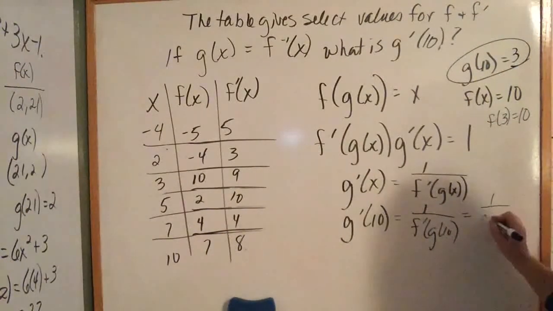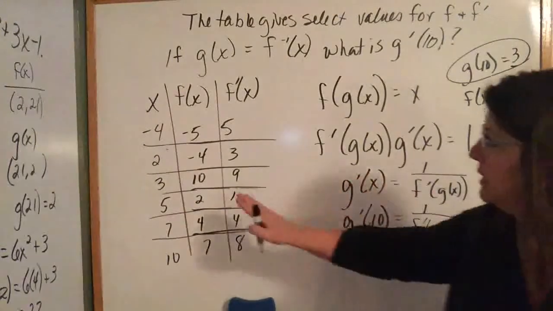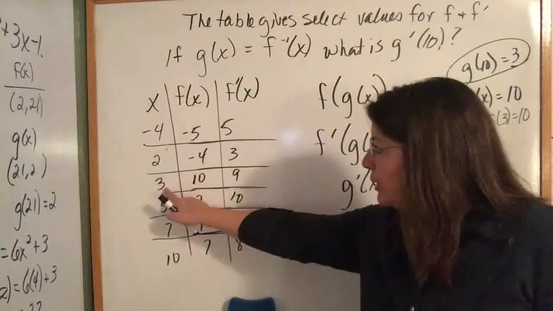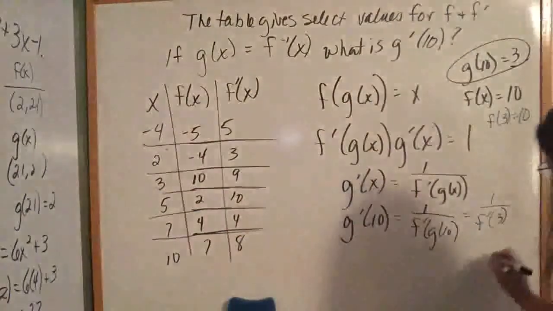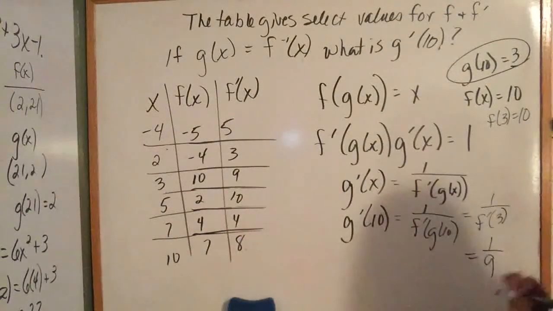That means I have 1 over f prime of 3. I go back to my table. I find f prime for 3. That would be 9. So my answer is 1/9.